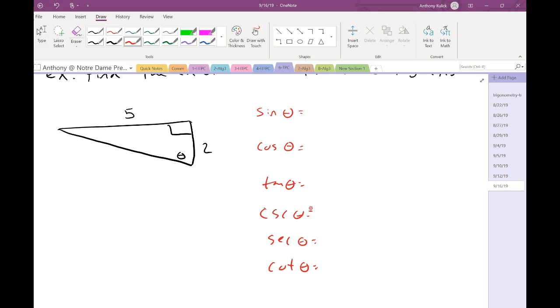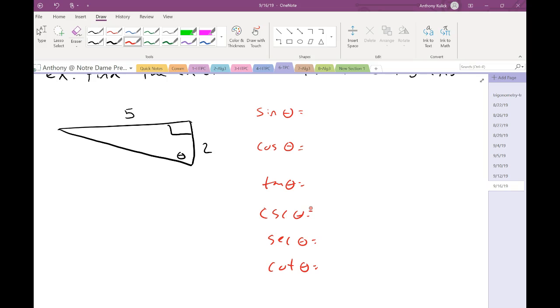Okay. So if I look at the triangle that's given to me, do I have all the information I need to write down these 6 ratios? No. What additional piece of information do I need? I need the hypotenuse for this triangle. How would I find that hypotenuse?